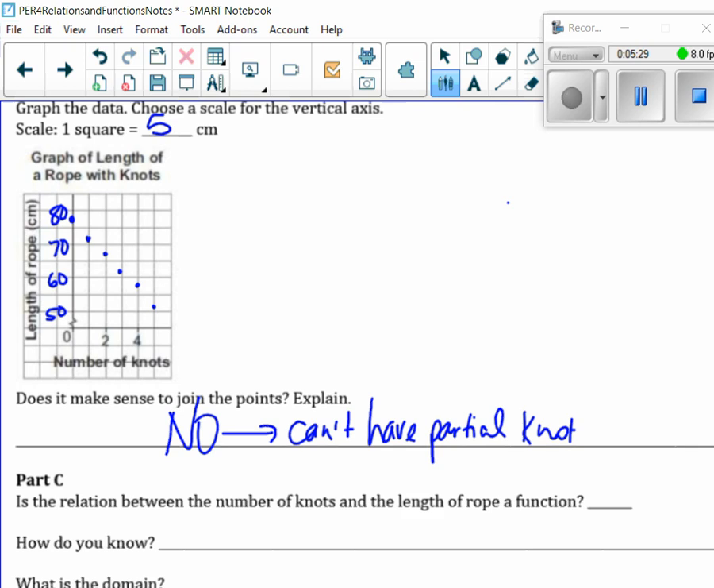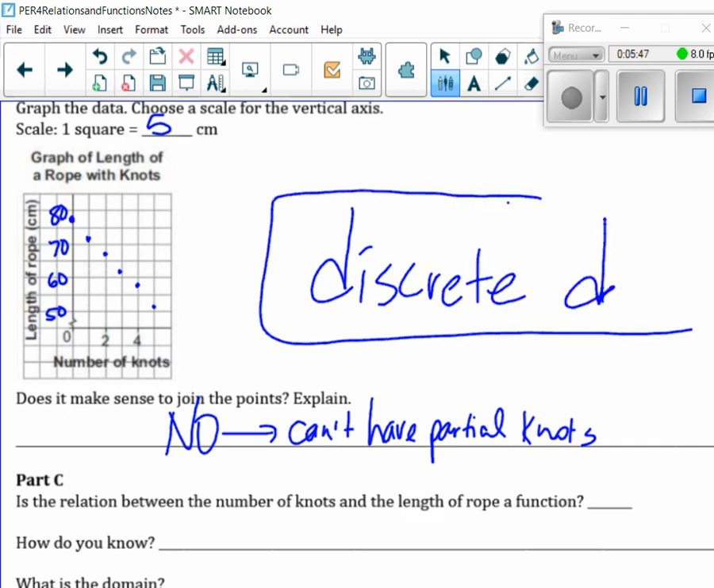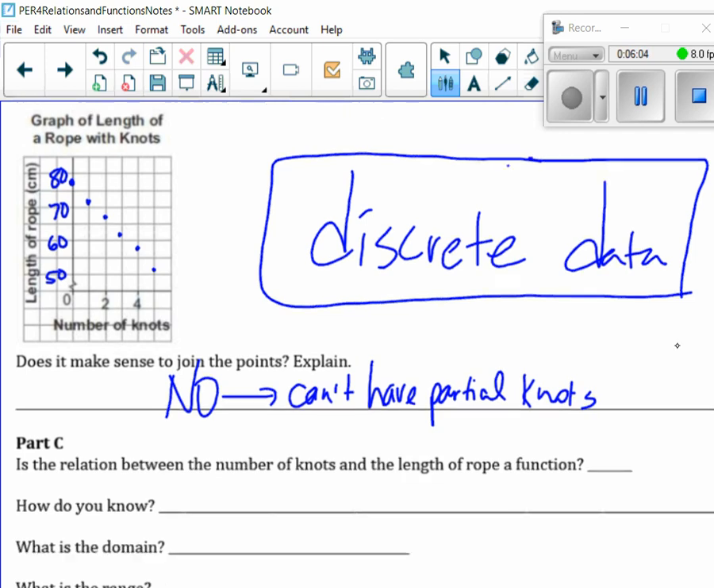Can't have partial knots. Okay, does anybody know what that's called when the data cannot be connected together? We learned this in grade 9. Starts with a D. Discrete data. Discrete data. That means you cannot connect them together. Does anybody know when I connect them together what that's called? Starts with a C. Continuous data. That means it's continuous. I don't lift my pencil, right? Okay, so let's go on to part C.